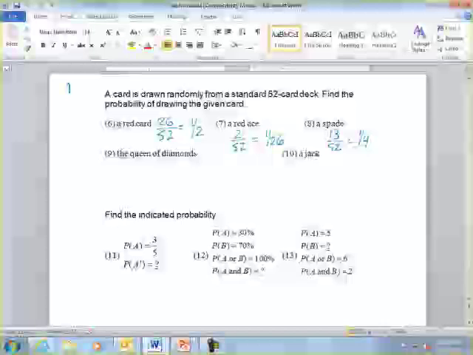Queen of diamonds, how many of those are there? There is just 1 queen of diamonds. A jack, how many jacks are there? 4 out of 52, which reduces to 1 out of 13. It's one of the 13 types of cards.